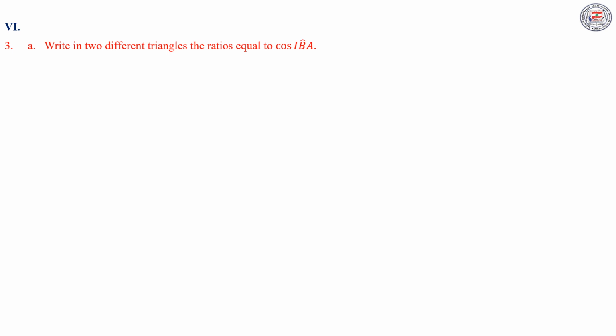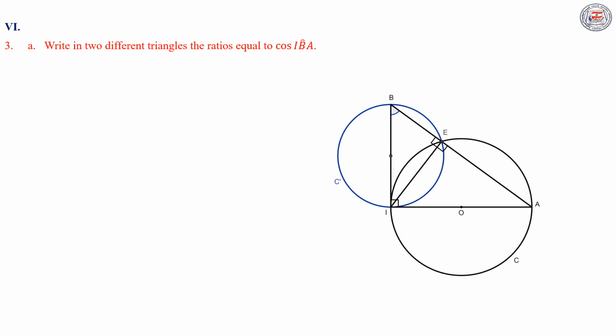In part 3, A. Write in two different triangles the ratios equal to cosine IBA. IBA is the angle marked in blue in the figure. We have to calculate the ratios equal to cosine IBA, then we have to find two right triangles containing the angle IBA. Since we use the trigonometric lines, the sine, the cosine, and the tangent only in right triangles.